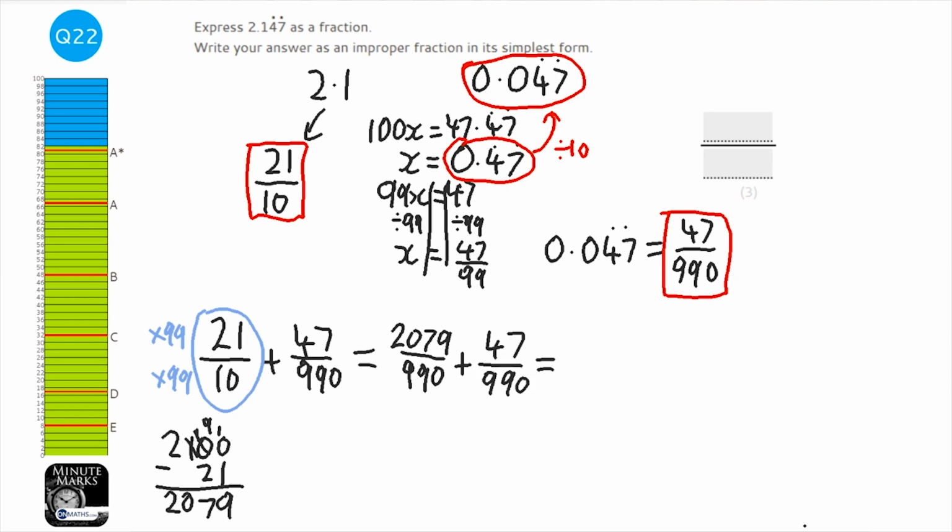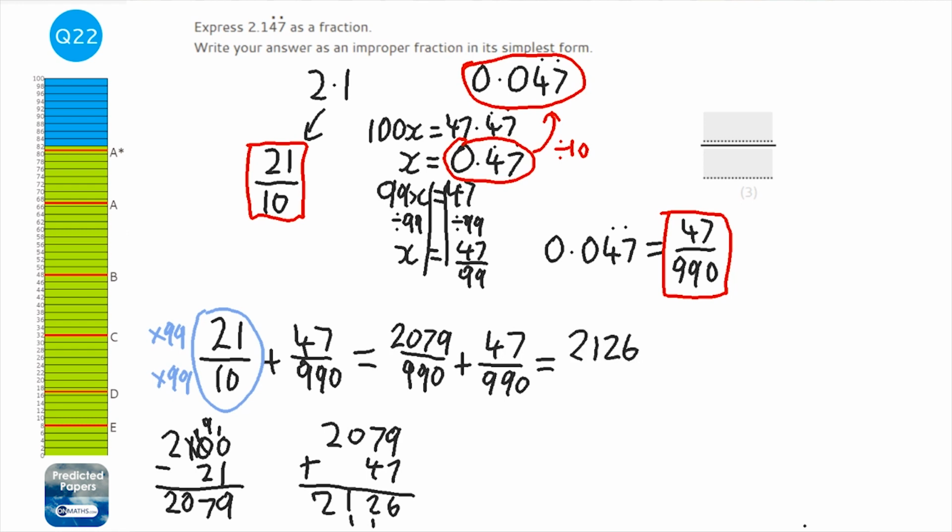We're going to add the 47 over 990, and with the bottoms the same, we just add the tops. So we're going to do 2079 plus 47. 6, 1, that's going to be 7, 8, 12. So that's going to be 2126 over 990.